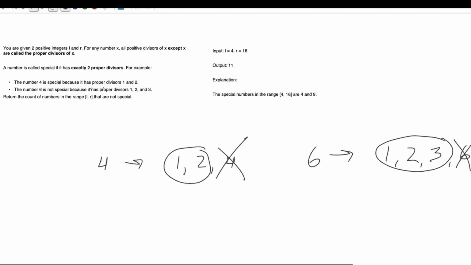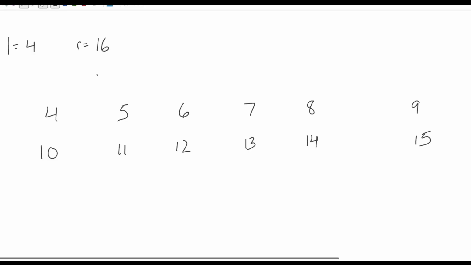So what we want to do is return the count of numbers in the range L to R that are not special. So remember, we're not looking for numbers that are special, we're looking for ones that are not special. So given this example here, we see that given the range 4 to 16, we want to output 11 because all these numbers are non-special besides 4 and 9. So let's look a bit closer at this example and see if we can figure out how to solve this. So we saw from the previous example that our special numbers are 4 and 9. And we know that basically every other number is non-special. So we're going to return 1, 2, 3, 4, 5, 6, 7, 8, 9, 10, 11 non-special numbers.